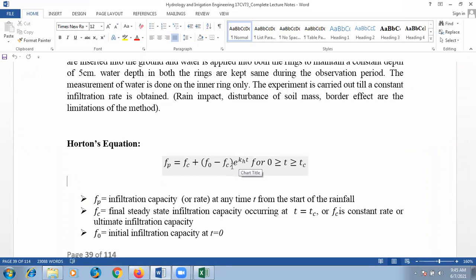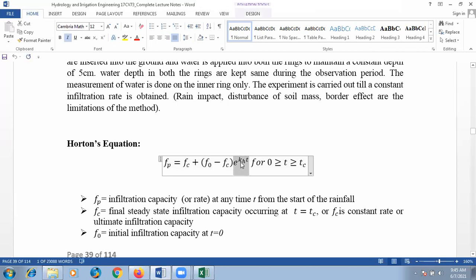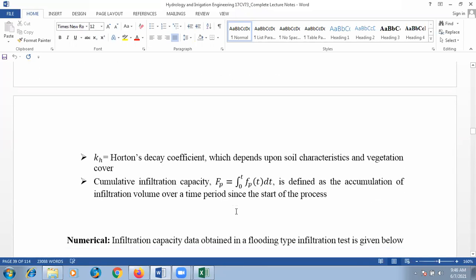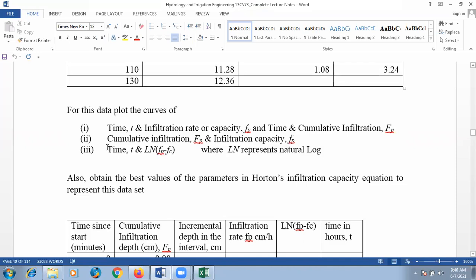It represents an equation for a straight line, because of which it is very easy for us to derive the decay constant kh, and then have an explicit relationship for this fp. It is easily possible. So I will show you how it can happen. For example, if you wish to plot this as a problem statement, first we will plot time t versus ln of fp minus fc.